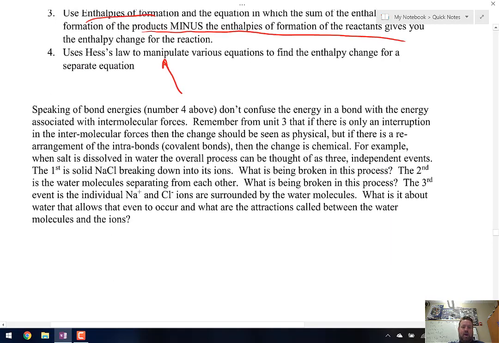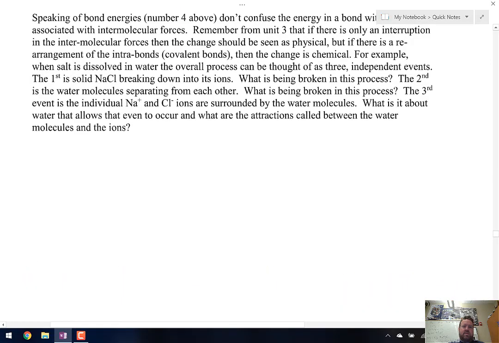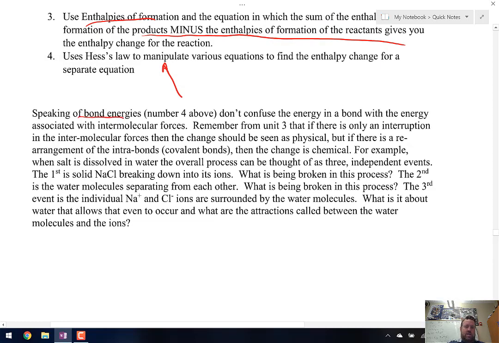Okay, and remember, our last thing here is just don't let bond energies confuse you with intermolecular forces. Okay, the energy in a bond, remember, is how much energy it takes to actually break that bond. But remember from Unit 3 that when you're talking about intermolecular forces, going from a solid to a liquid or a liquid to a gas, those are physical changes. It's still water. You're breaking the attraction between molecules. If there's a rearrangement of the intramolecular attractions, then it's a chemical change.